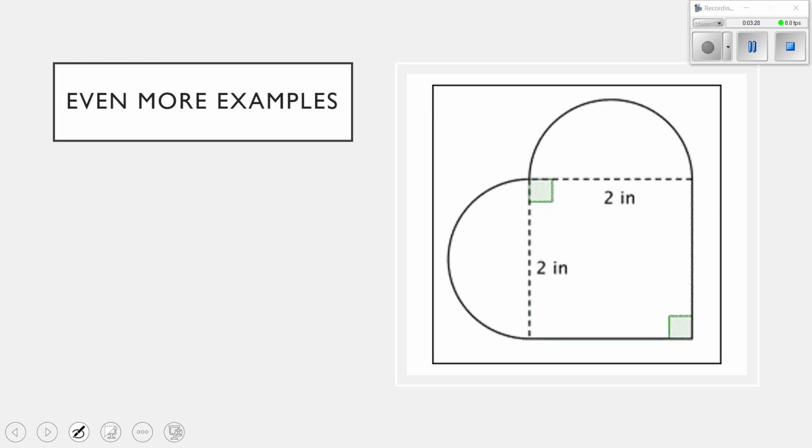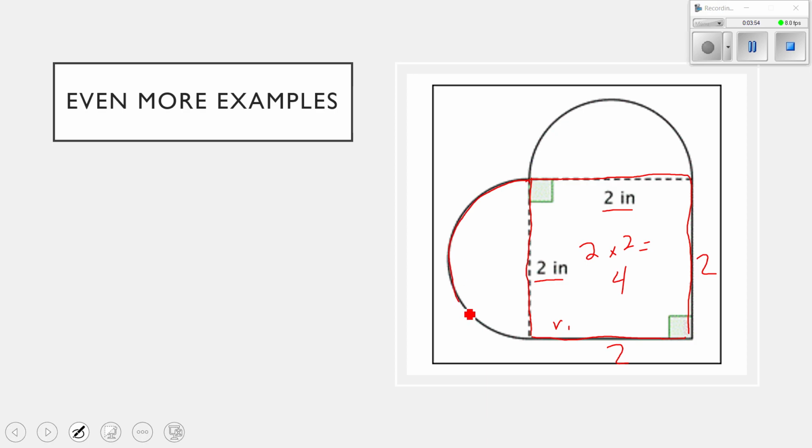Right here we have a beautiful heart shape. What shapes do you see? I like to trace them all, even if they're traced for me. And I like to label everything because of who I am as a person. So if this is 2, this is 2, this side is 2, this side over here is 2. I'm going to go ahead and do my rectangle 1 first. And it's 2 by 2, so the area is equal to 4.